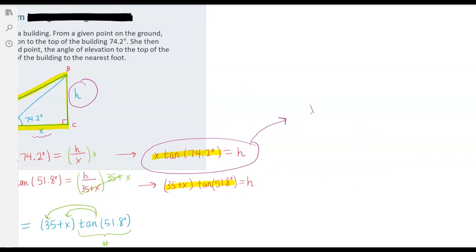I'm going to go to x times tangent 74.2 degrees equals h. Again, I'm trying to find the height of the building. We just found that x was 19.7, so we'll put that here. And we'll plug that into the calculator, and this will give us the approximate height. For this, I'm getting about 70 feet.